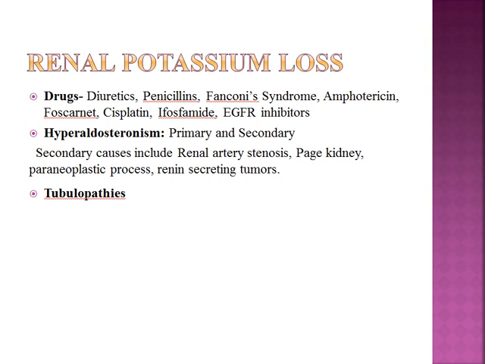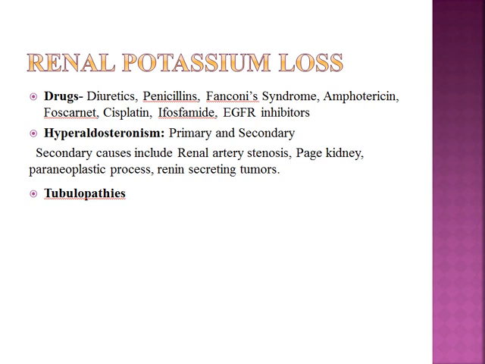Aldosterone, as you know, acts on the ROMK channels and leads to secretion of potassium from the tubules. Hence, hyperaldosteronism will lead to the same thing. Primary is when aldosterone secretion by the adrenal cortex goes up. Secondary is when aldosterone production goes up due to increased renin level, like renal artery stenosis, or Page kidney, wherein there is a compression of the renal parenchyma because of a hematoma, leading to ischemia of the kidney, which in turn causes secretion of aldosterone. Then paraneoplastic processes and renin-secreting tumors.